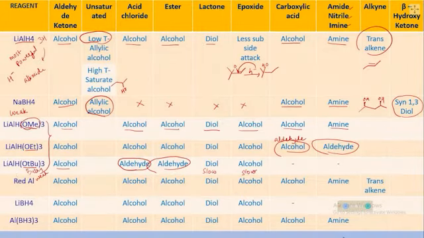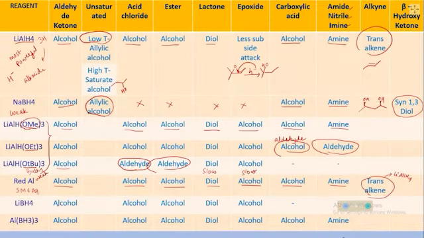Red-Al or SMEAH reduces similarly to lithium aluminum hydride. It reduces aldehyde or ketone to alcohol. Acid chloride is reduced to alcohol. Ester is reduced to alcohol. Lactone is reduced to diol. Epoxide is reduced to alcohol. Carboxylic acid is reduced to alcohol. Amide, nitrile or imine is converted to amine. And alkyne is converted to trans-alkene. This is similar to lithium aluminum hydride.